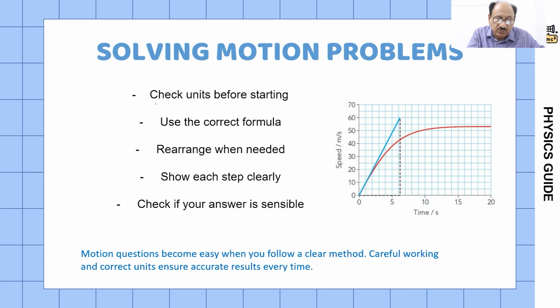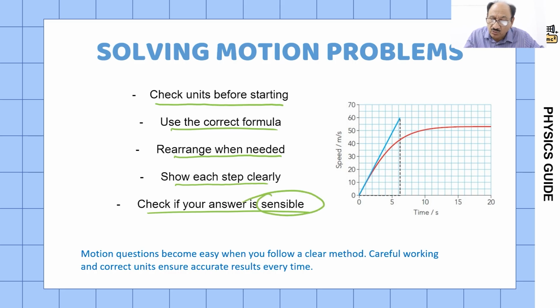When solving motion problems, you need to check the units before starting. Units should be uniform, and use the correct formula, whether you have to use the speed time graph or the acceleration formula. So you will have to take the decision properly, then rearrange when needed. According to the unknown value, you need to make it the subject and use it, and show each step clearly. Check if your answer is sensible also. Your answer should be sensible and logical also, right?